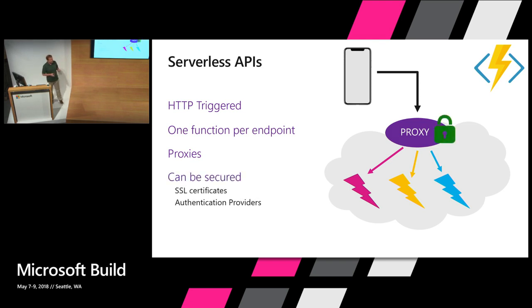Now, another thing which is worth noting is that you can secure those functions quite easily. So you can add SSL so that you have HTTPS, for example, which is really good. And you can also add some authentication providers. Of course, we support Azure AD, okay? But you can also add Google, Facebook, Twitter out of the box. And you can also, of course, add your own custom providers if you want.